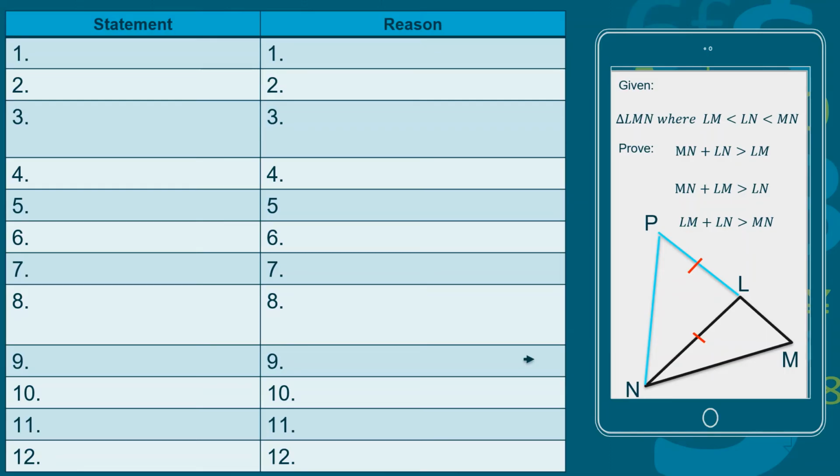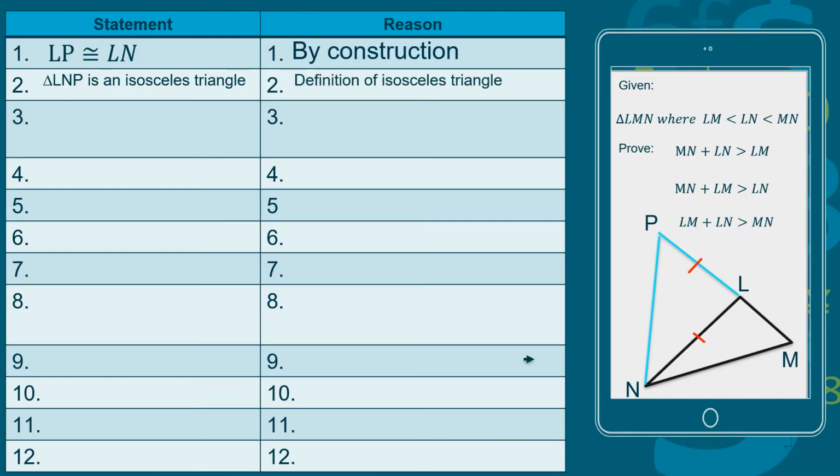So what statement describes LP and LN? Correct. So LP is congruent to LN since we constructed LP. So that is by construction. Next, how do you describe triangle LNP? Since LP and LN are congruent, we can now say that triangle LNP is an isosceles triangle. And the reason is, of course, definition of isosceles triangle.